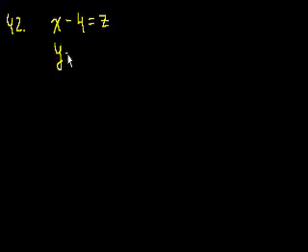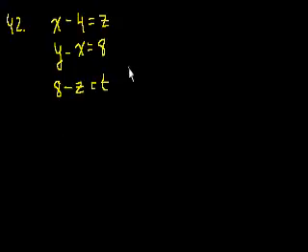All right, problem 42. For the system of equations given, they say x minus 4 is equal to z, y minus x is equal to 8, and 8 minus z is equal to t. So for the system of equations, what is the value of z? So we're trying to figure out z.